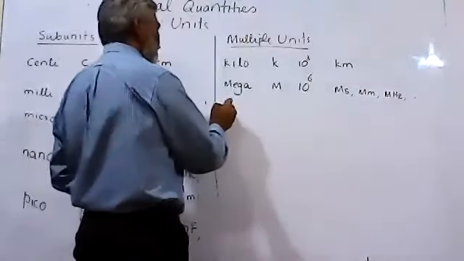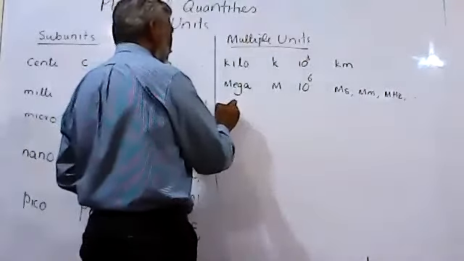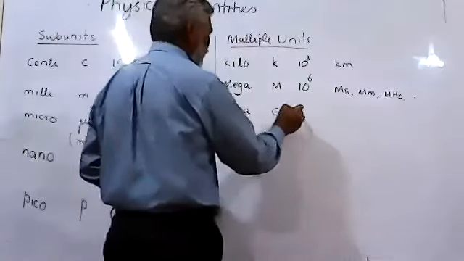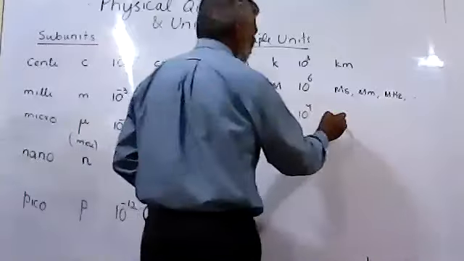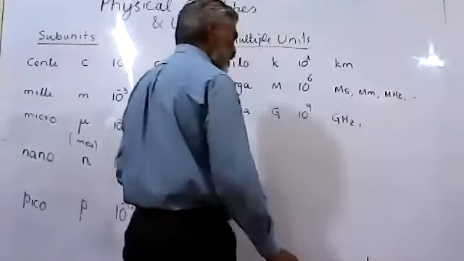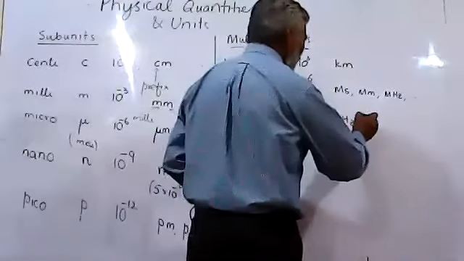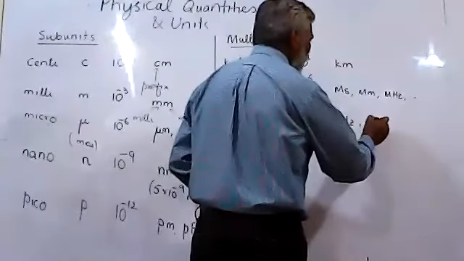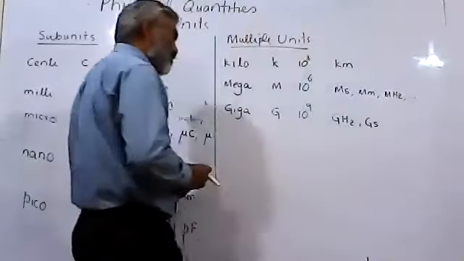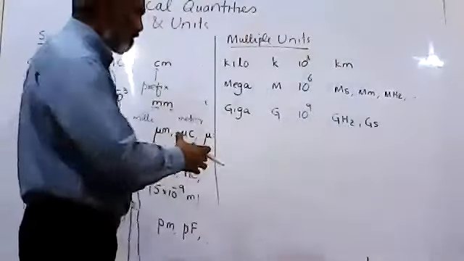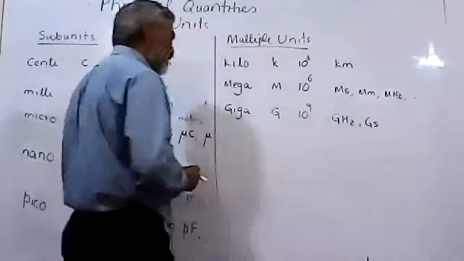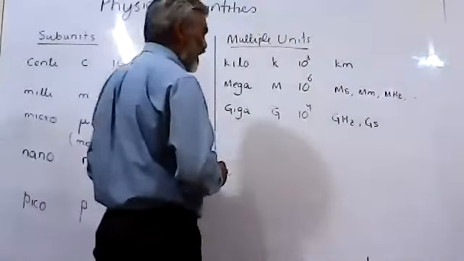Then it could be giga, which is capital G. It is 10 raised to power 9, and this is gigahertz, a very familiar term in computer. Gigasecond. If years are expressed in terms of seconds, sometimes we have very large number, and gigasecond is helpful to express that number.